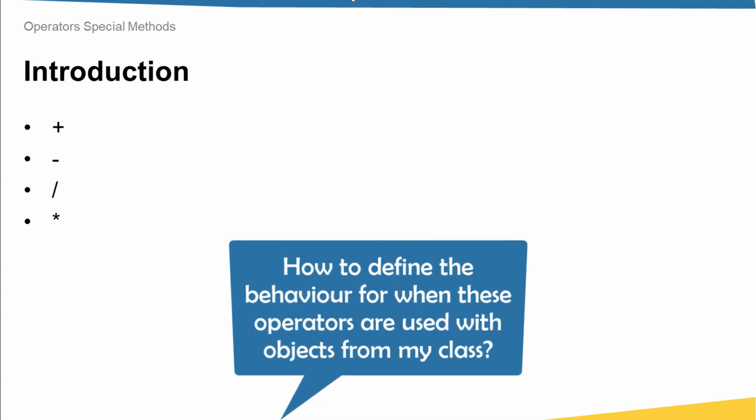In reality, Python is a programming language which is very rich in operators, like for example addition, subtraction, division, multiplication, and many more of these operators. Now the question is, how to define the behavior for when these operators are used with objects from my class? To know more about this, join me in this lecture.